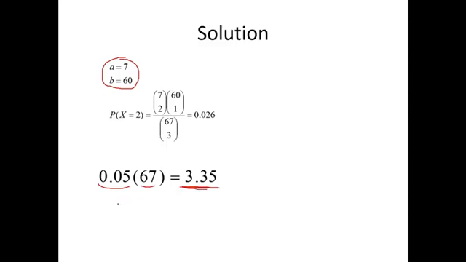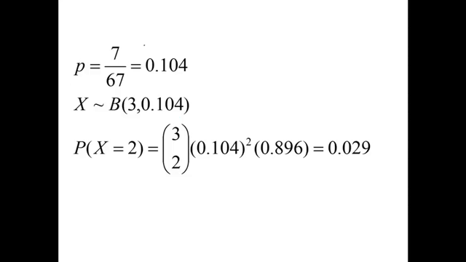So what have I done here? This calculation, I've taken 0.05 times 67. Again, 67 is the sum of A and B, and I've gotten 3.35. As long as my sample size is smaller than that, it is legitimate to use the binomial to approximate here. So this is a go. The 3 is less than the 3.35, so we can get a good approximation.